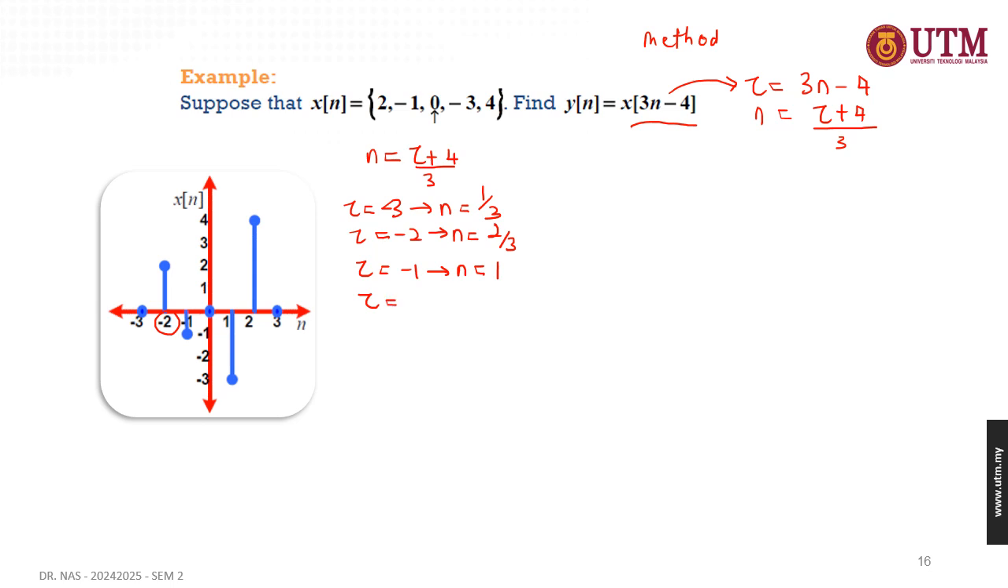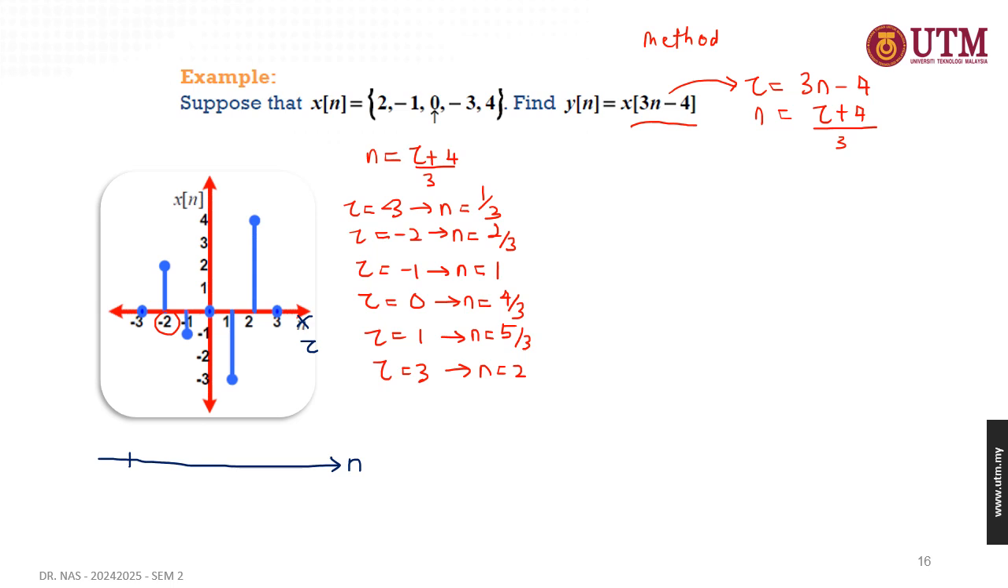Tau equal to 0, so your n equal to 4 over 3. And then tau equal to 1, n equal to 5 over 3. And then when tau equal to 3, your n equal to 2. Okay, so let's draw the new axis underneath, now with n being replaced by tau. So now let's draw the new n axis.